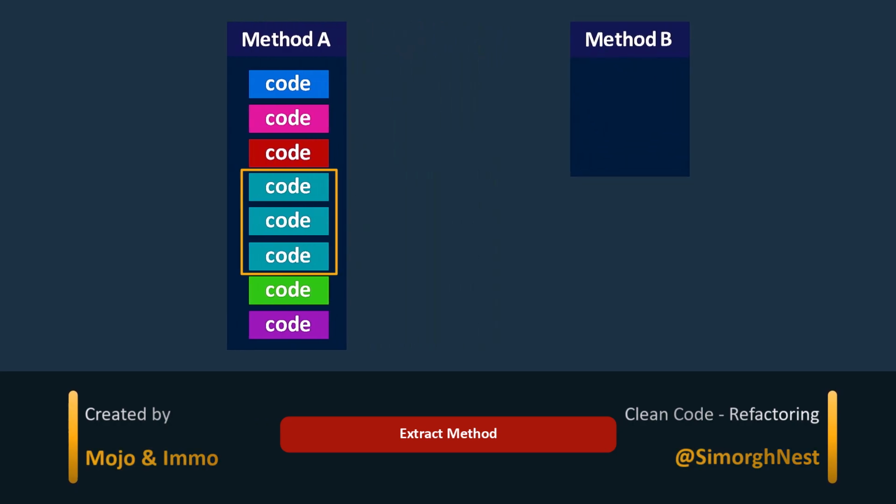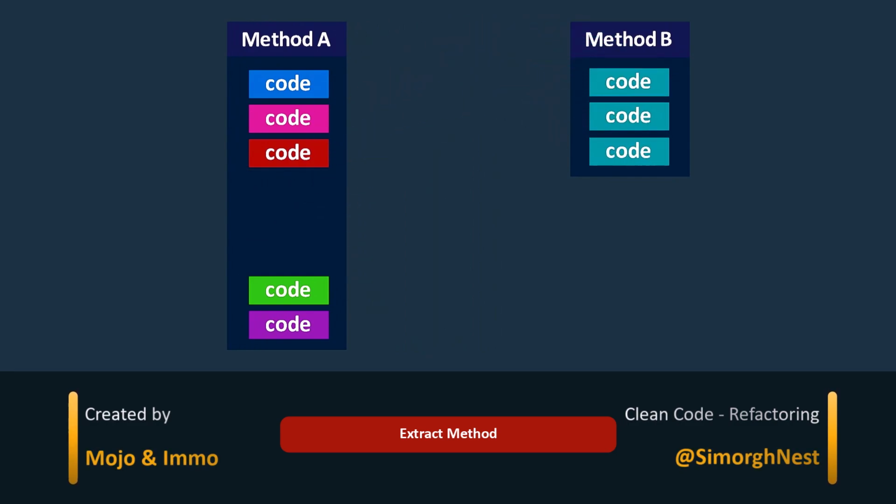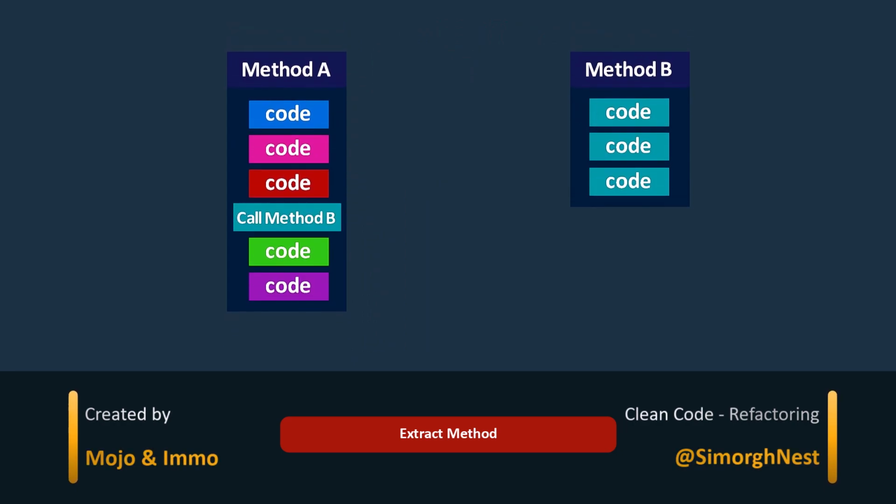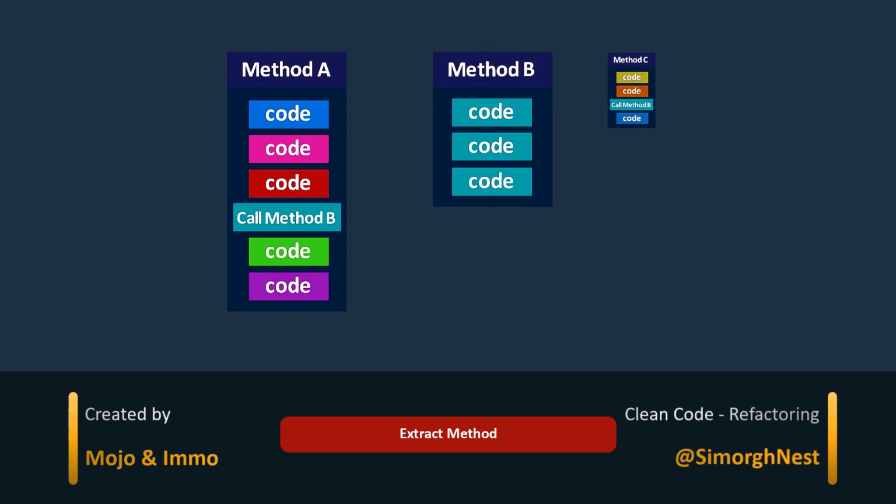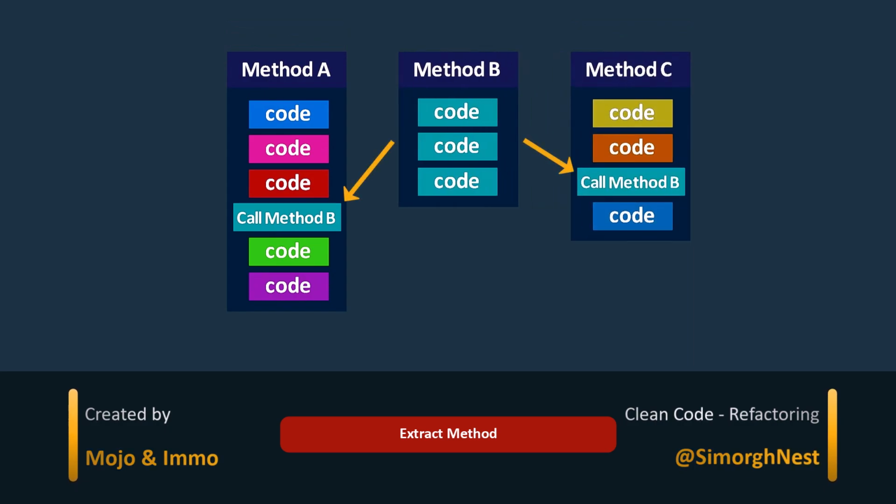When we find a piece of code that does something specific and has a clear purpose, we can take it out and put it in its own method. Then, instead of using the original code directly, we can call that method to perform the same task.